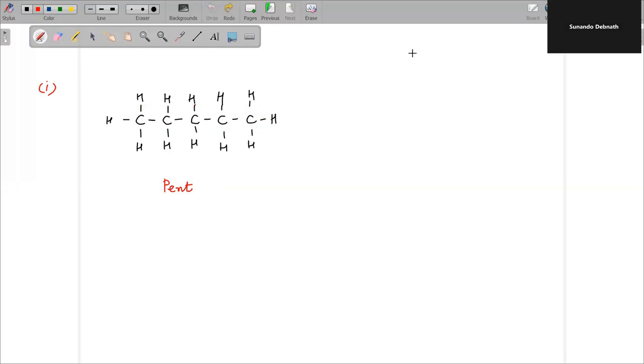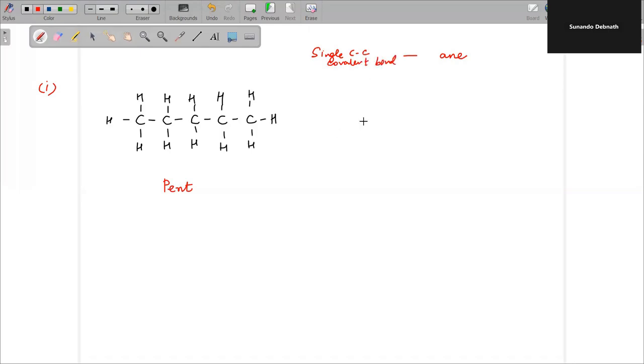So everywhere the carbon-carbon bond is a single covalent bond. Whenever you have a single covalent bond, denoted by a single line, the suffix that we will write is ane. What is it? Ane, when you have a single carbon-carbon covalent bond.